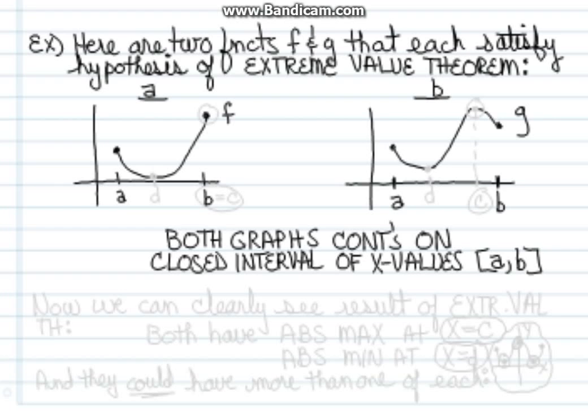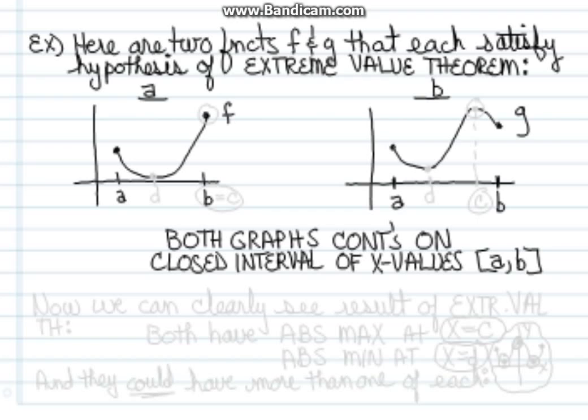In this example, I will refer you to the extreme value theorem that says if f is continuous on a closed interval of x values from a to b, then there's going to exist x values c and d on that closed interval from a to b, such that f of c will give you an absolute max and f of d will give you an absolute min.